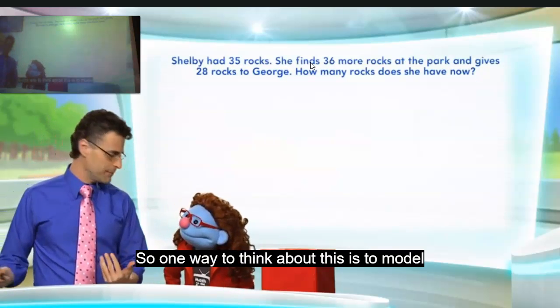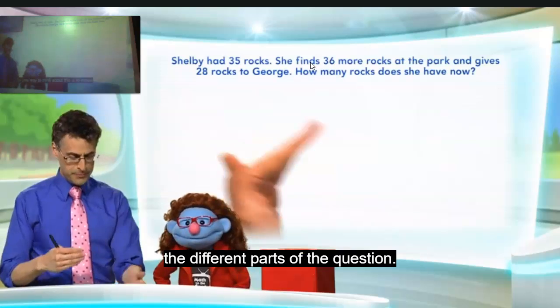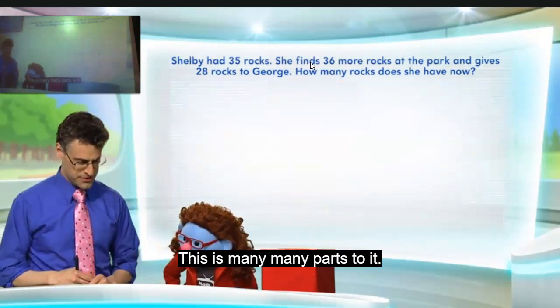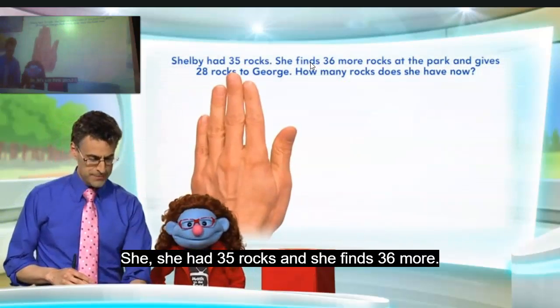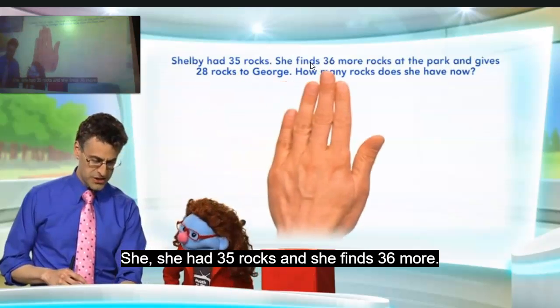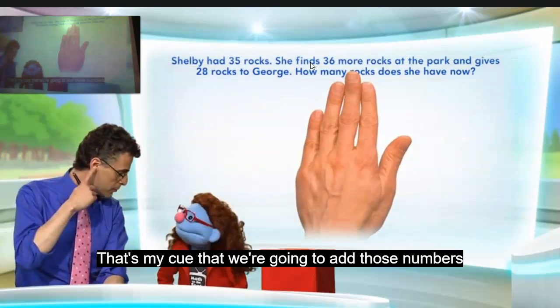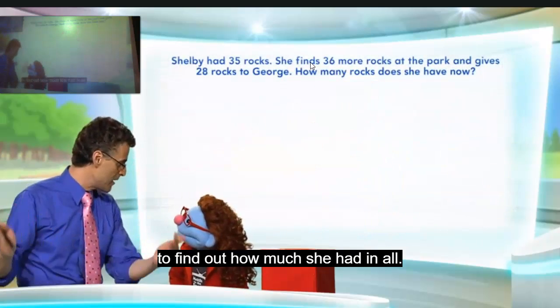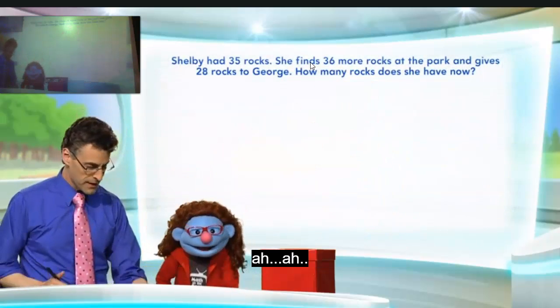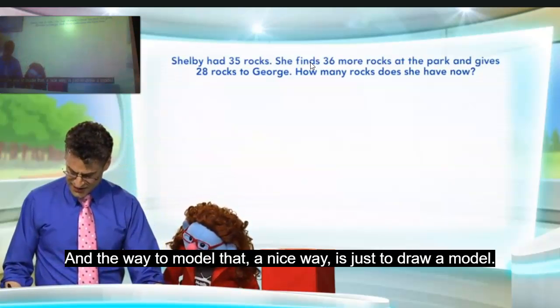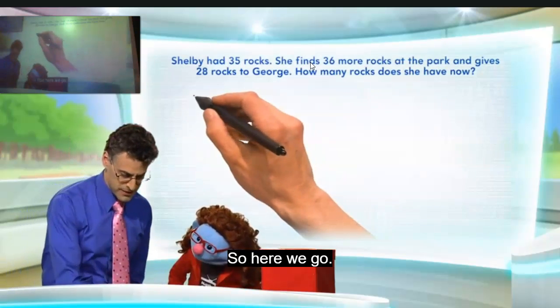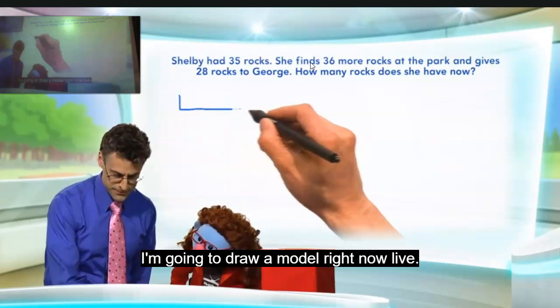So, one way to think about this is just to model the different parts of the question, because this has many, many parts to it. So let's just think about it. She had 35 rocks, and then she finds 36 more. That's my cue that we're going to add those numbers to find out how much she had in all. And the way to model that, a nice way, is just to draw a model. So here we go. I'm going to draw a model right now live.